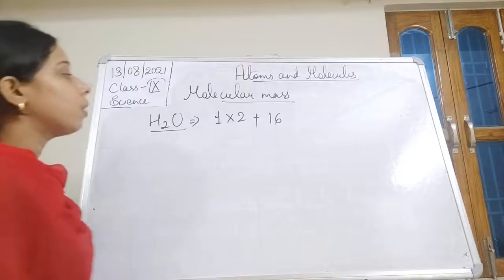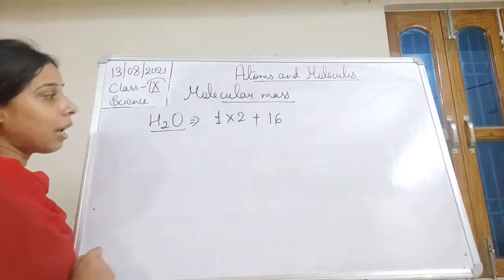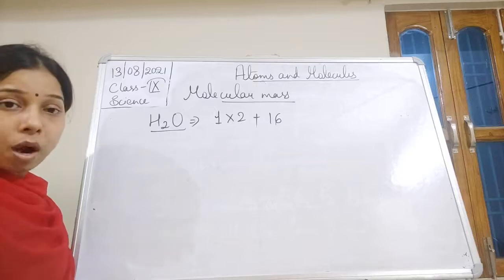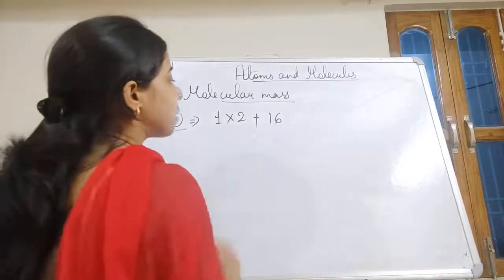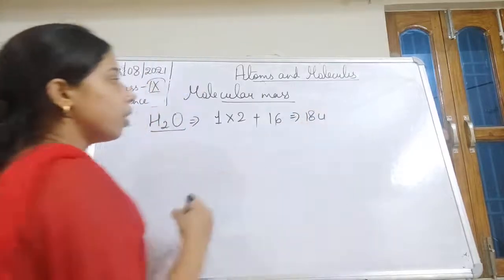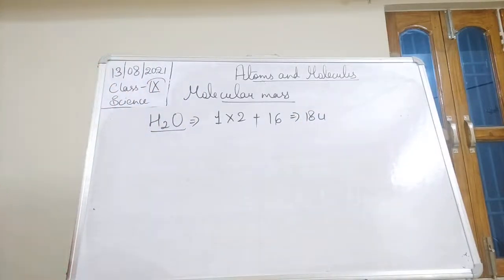Now you see here, students, how many atoms of hydrogen are there? That is 2. And what is the atomic mass of hydrogen? That is 1. So 1 into 2 plus 16 will be equal to 18 U. So the molecular mass of water is 18 U.